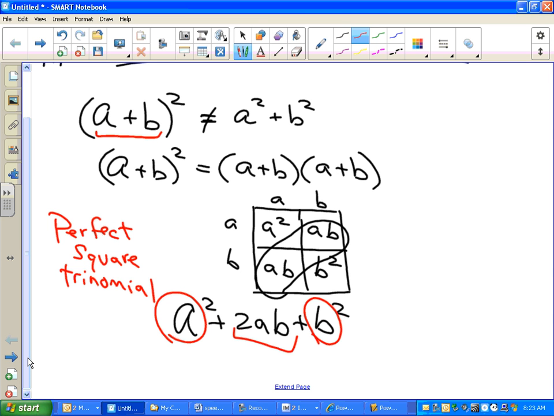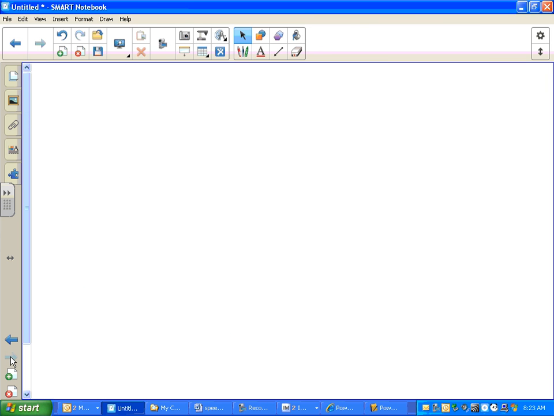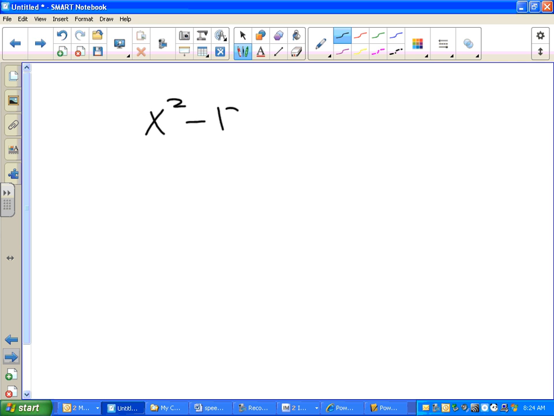So that's just the first thing that I wanted you to recognize. And so what we're going to do is let's look at an example of this one. And really there's nothing different about this other than the fact that when we simplify this or when we factor, we can take it one step further. So let me give you this example. x squared minus 12x plus 36.